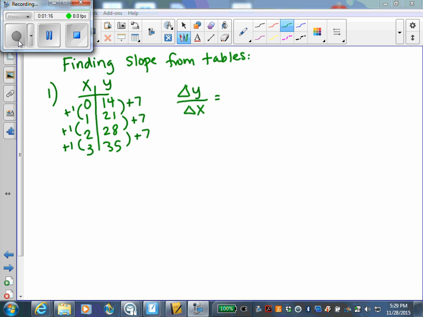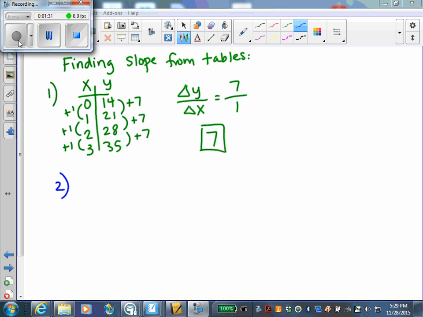So our change in y is always up 7 when x goes up 1. So 7 over 1, which we could really just say is 7. You could leave it as 7 over 1, or you could give it a 7, same thing. Now let's do one that's slightly more complex.